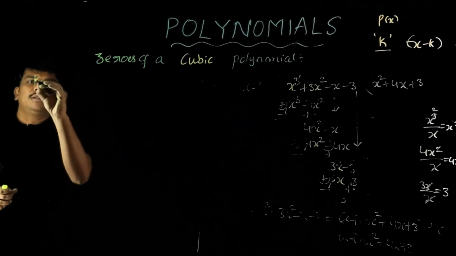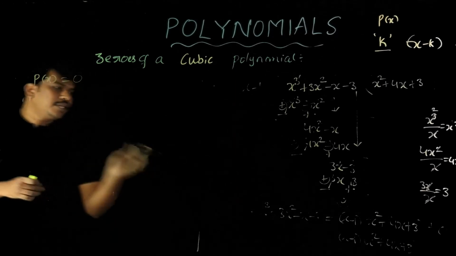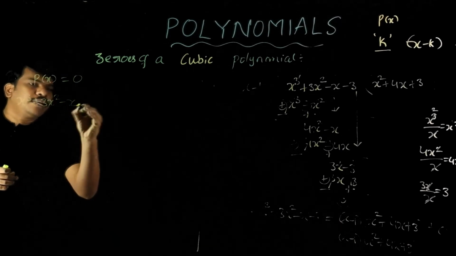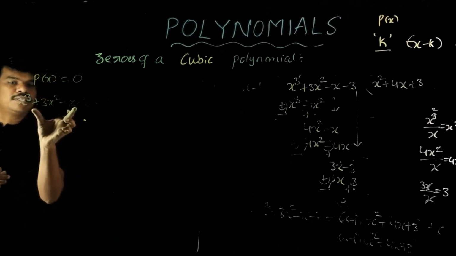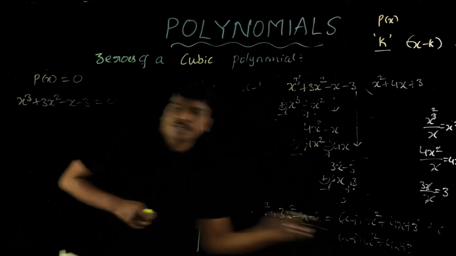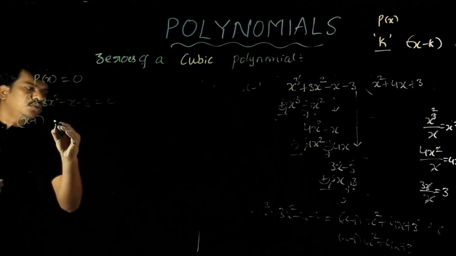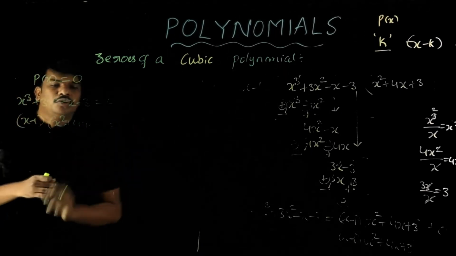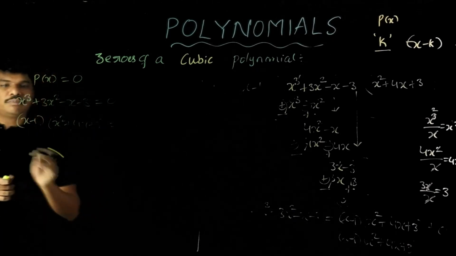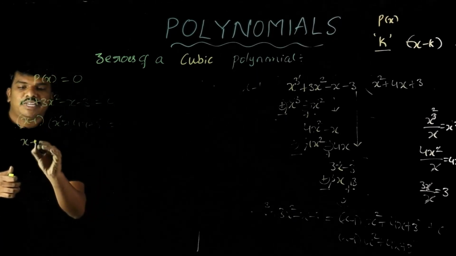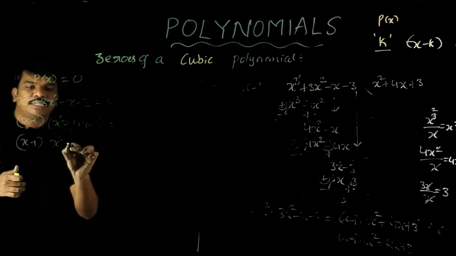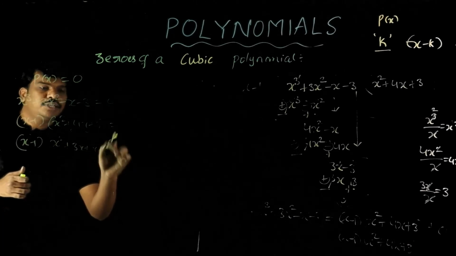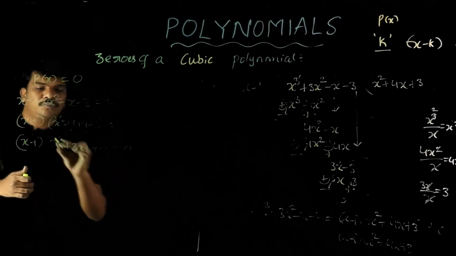By taking the polynomial p of x equal to 0, that is, the given polynomial x cube plus 3x square minus x minus 3 is equal to 0. In place of this one, we can substitute this one, that is x minus 1 into x square plus 4x plus 3, which is equal to 0. Now I am splitting this middle term by using the previous method, the splitting the middle term method. x minus 1 as it is, x square as it is. Now I am splitting this one as 3x plus x, plus 3 as it is, which is equal to 0.